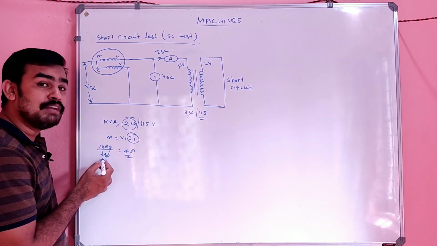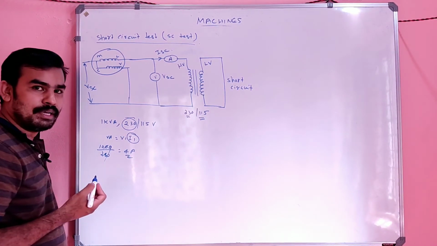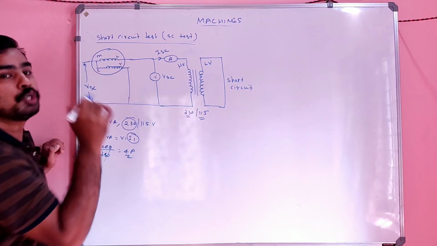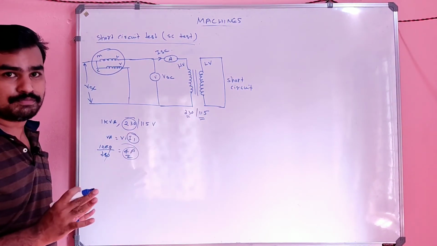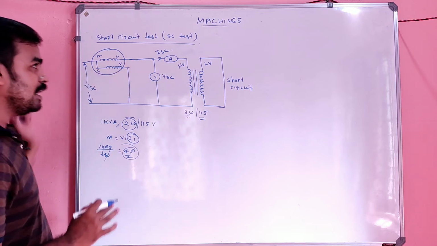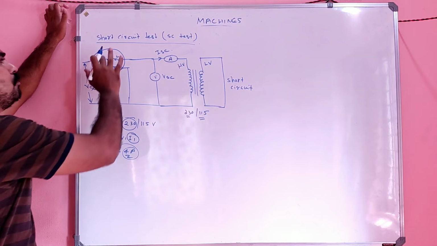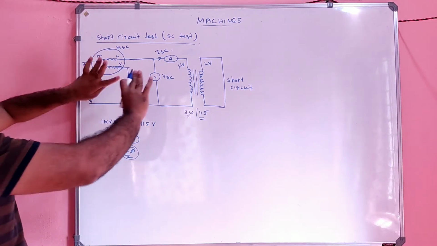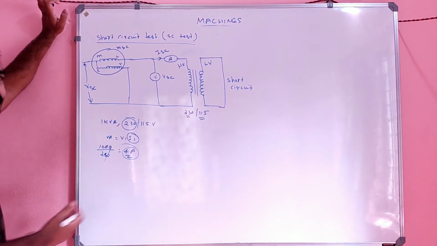The denominator will be 115 regarding the LV side, and 230 regarding the HV side, so 4 ampere only. You have to increase the voltage in such a way that the ammeter shows a reading of 4 ampere. That is the rated current. So you will get the value of ISC, and you have to note the value of WSC also, from the experiment.